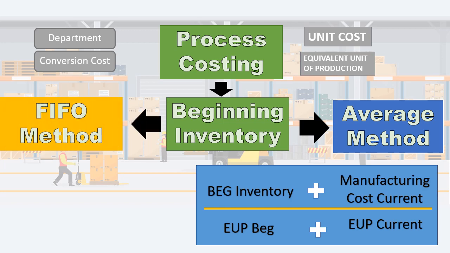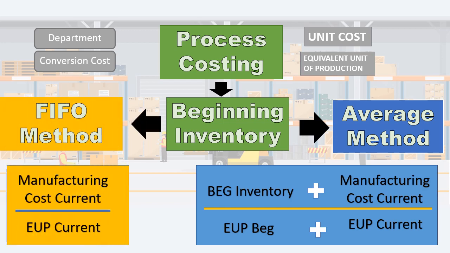So, in the FIFO method, this will be our computation: manufacturing cost current over EUP current. That is the main formula in order to get the unit cost that we will use later to determine the value of the ending inventory and the value of our transferred out.